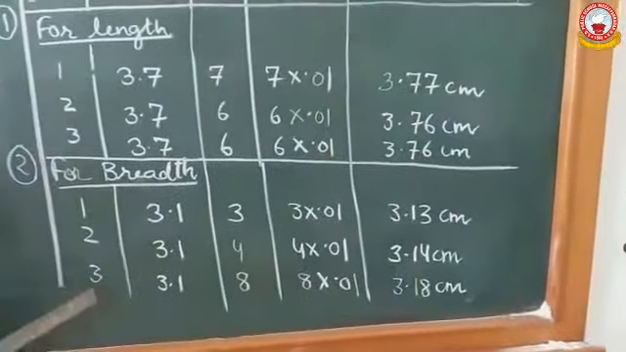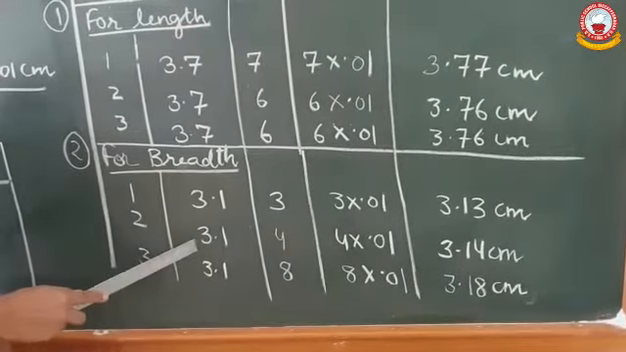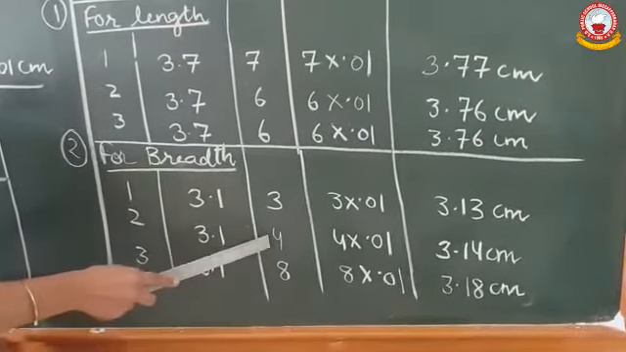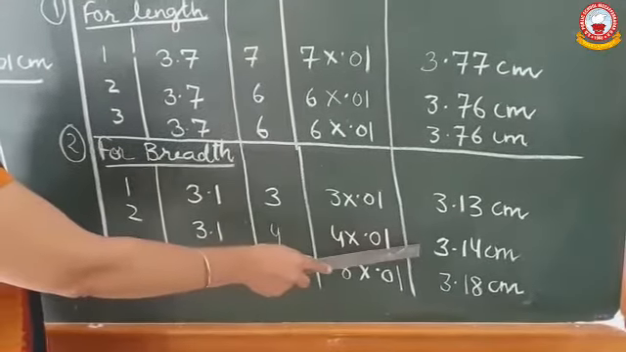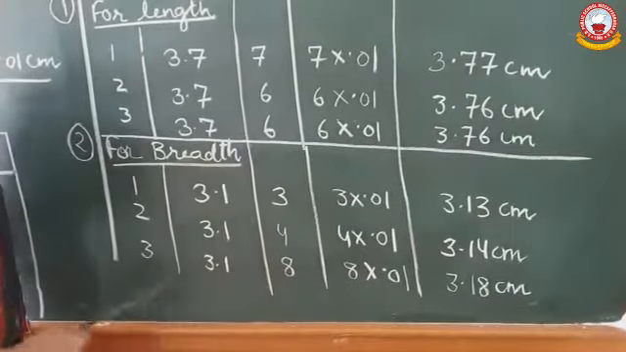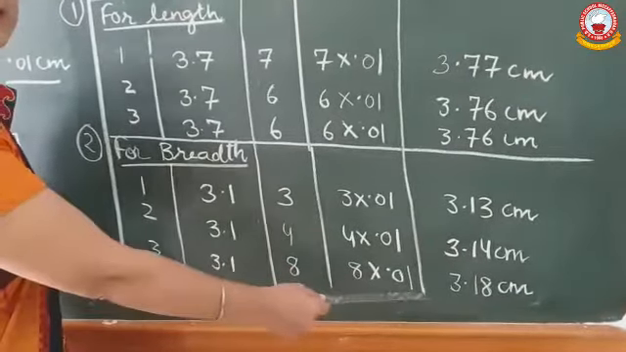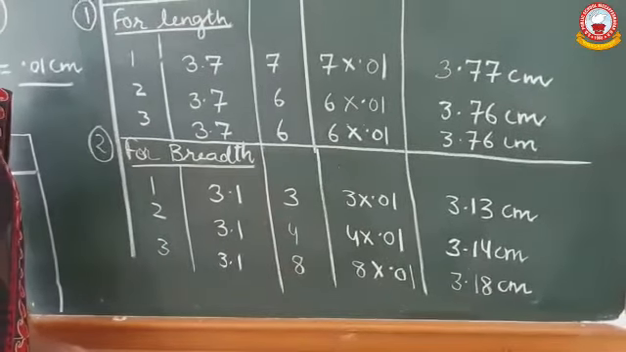In the same manner we can take the third observation. So student, now from here you can note down the main scale reading 3.1, then number of divisions coinciding 4, and the breadth comes out to be equal to 3.14. In the same manner we can take the third observation. You can record the observations from the board.